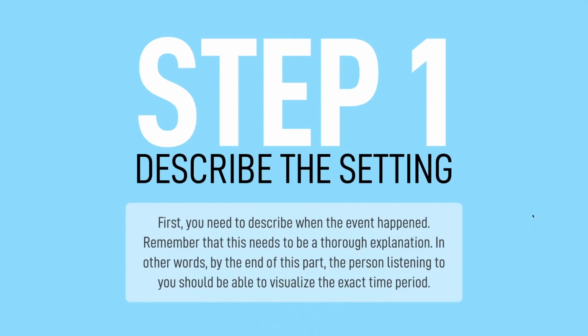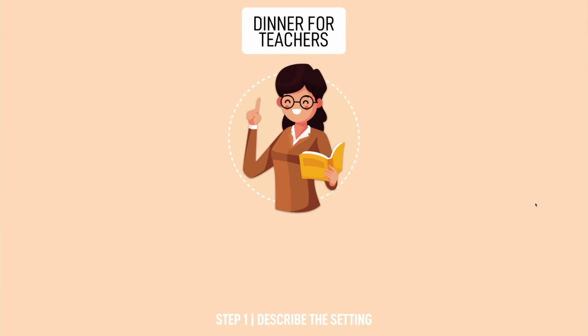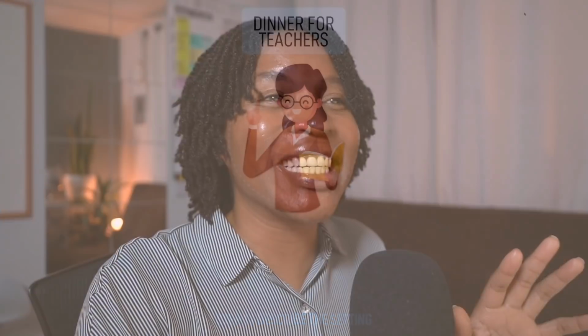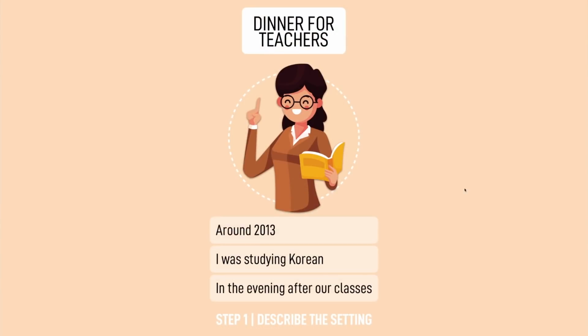So again, in other words, by the end of this part, the person listening to you should be able to visualize the exact time period. So imagine if I was telling you a story, and this story is about a dinner that my friends and I put on for our Korean teachers. A true story. Now, according to step number 1, I must first describe the setting.